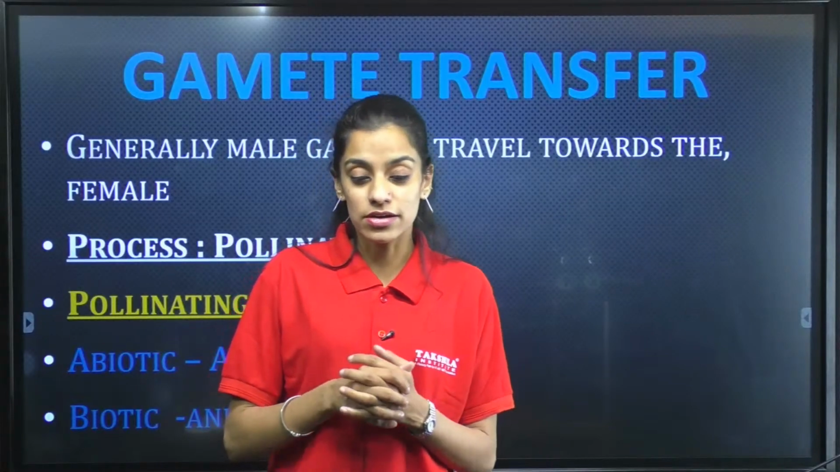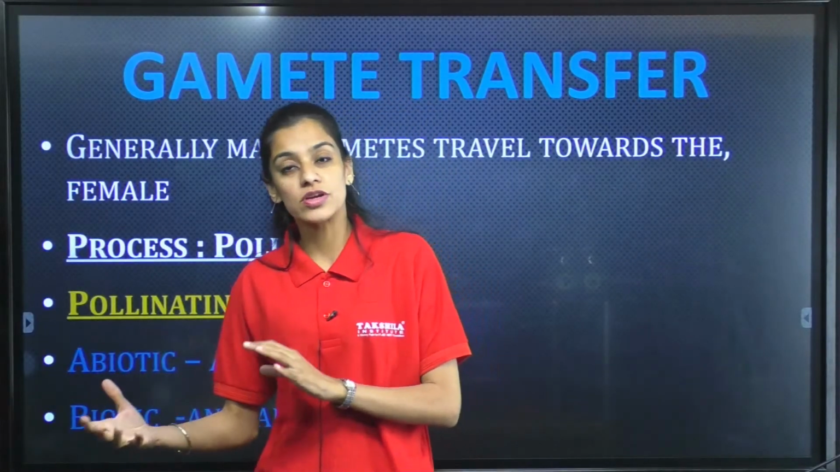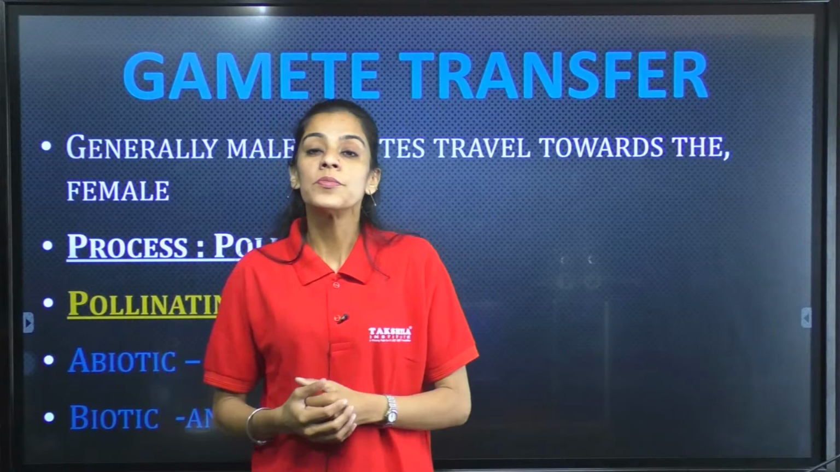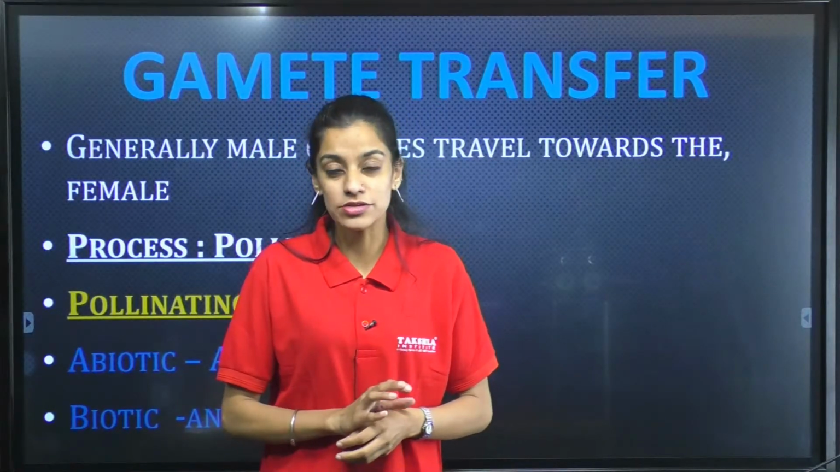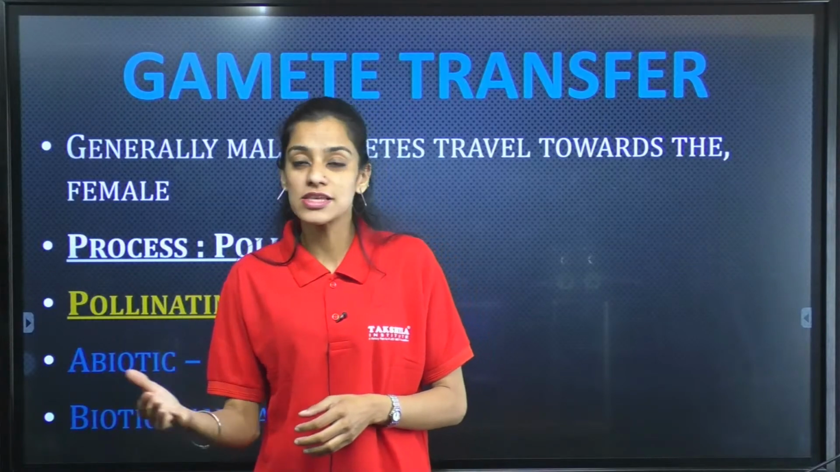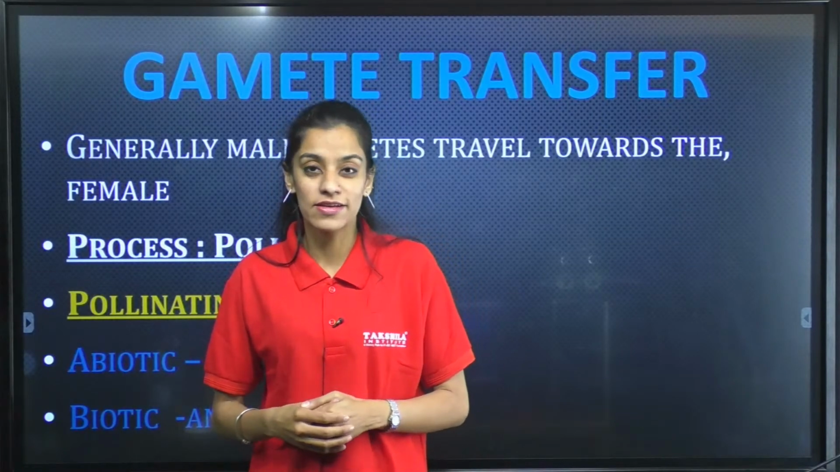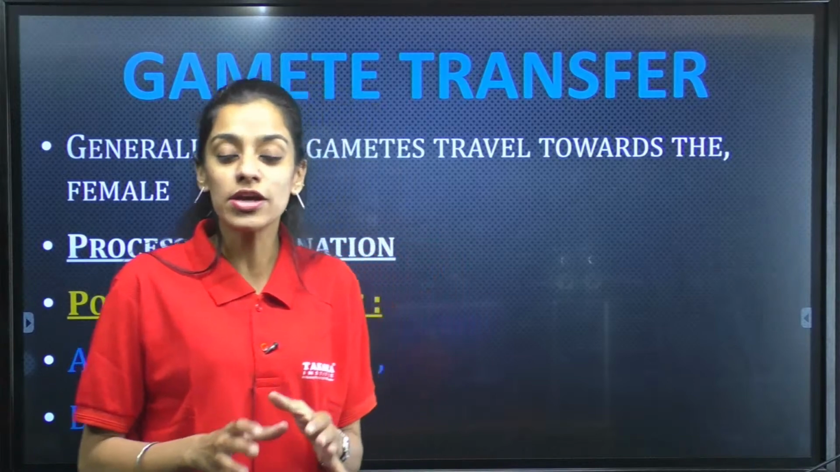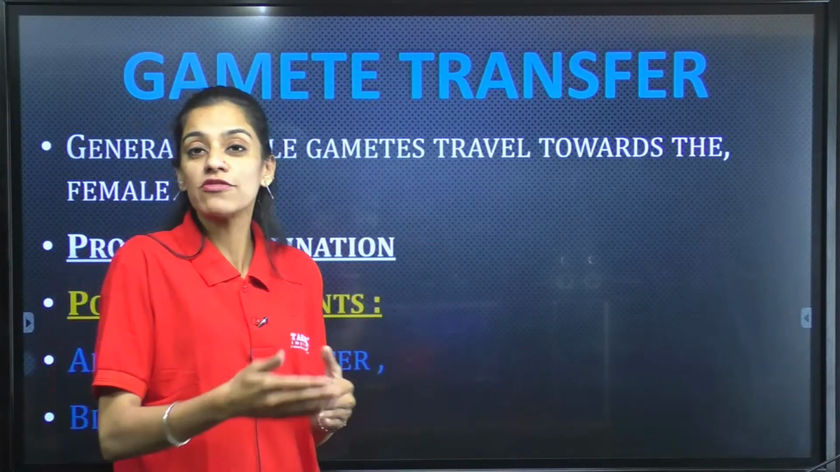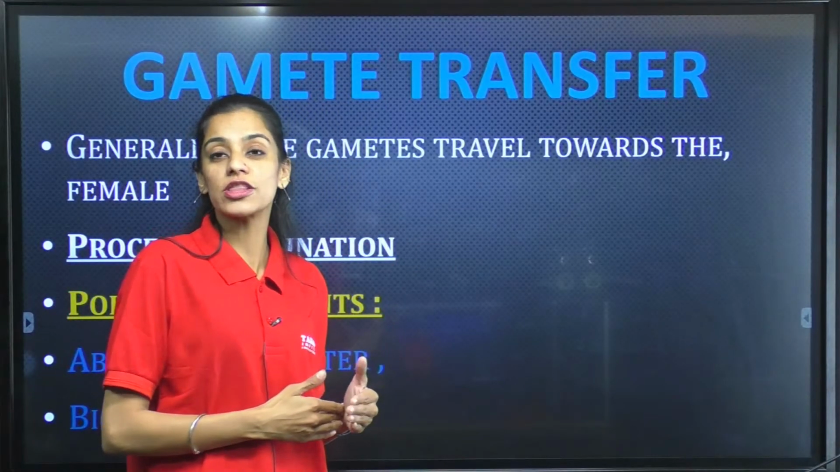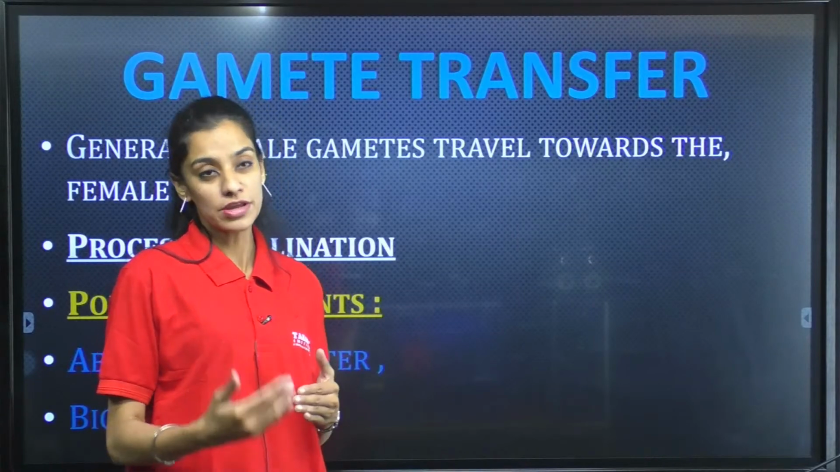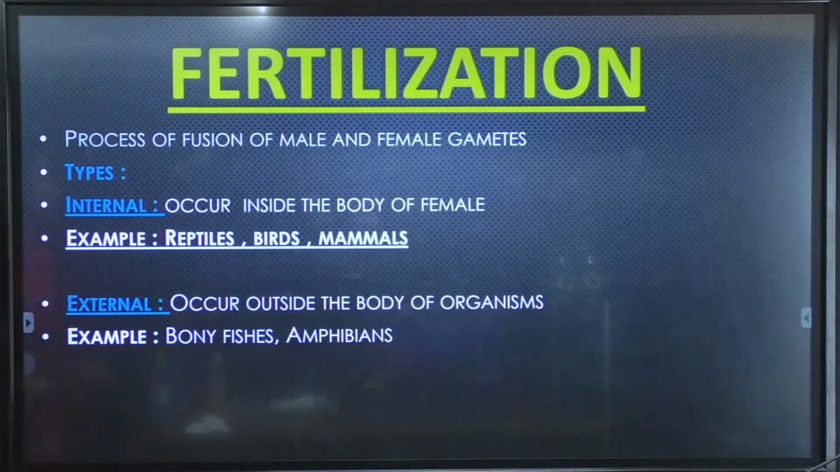Now in animals we have different ways, and in plants the pollen grains carry the two male gametes, and the female has a single egg, right? So with this we complete the pre-fertilization. That means all the events before fertilization are pre-fertilization. Next very important part is fertilization.